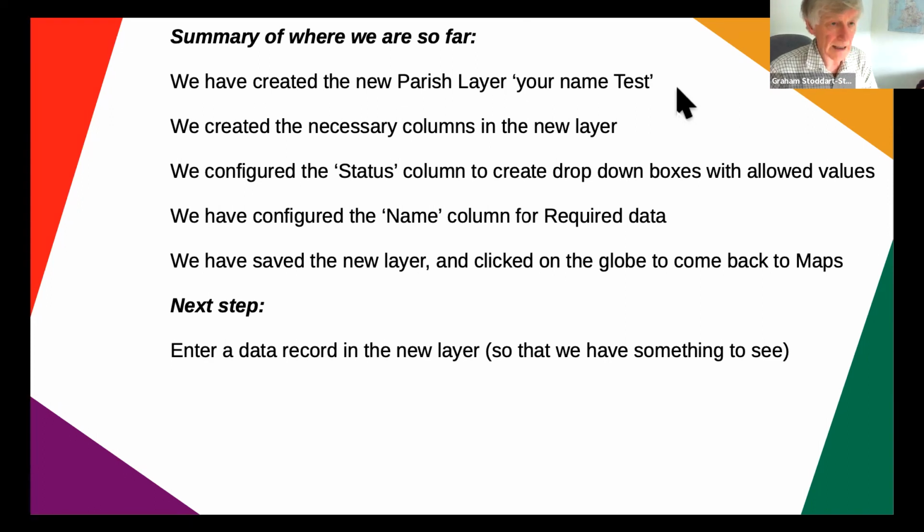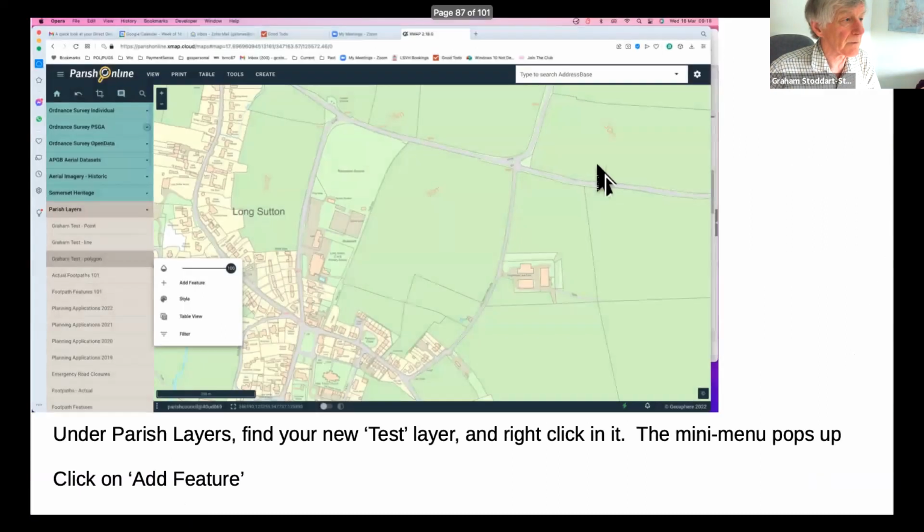So I'm going to go back now to my map. You're presumably already on your maps. And we're going to go to add a feature to put some data in. So find your test layer on the left-hand column and right-click anywhere in the layer, and it brings up the mini menu, the second item of which is add feature. So just click on add feature.